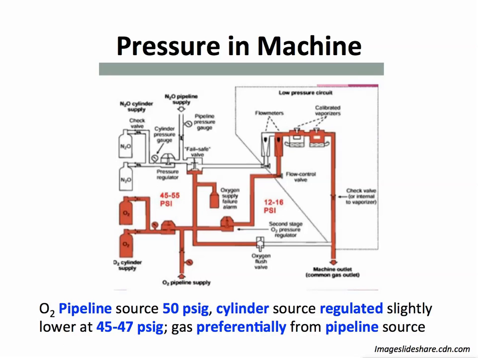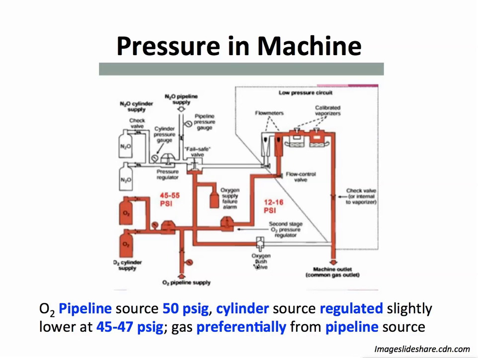So if you look at the pressure in the anesthesia machine, you can see that there is the low pressure side on the right and the high pressure side on the left. And the low pressure side is from the flow meters down to the machine outlet to the patient. Notice that the oxygen flush valve is outside that low pressure circuit.